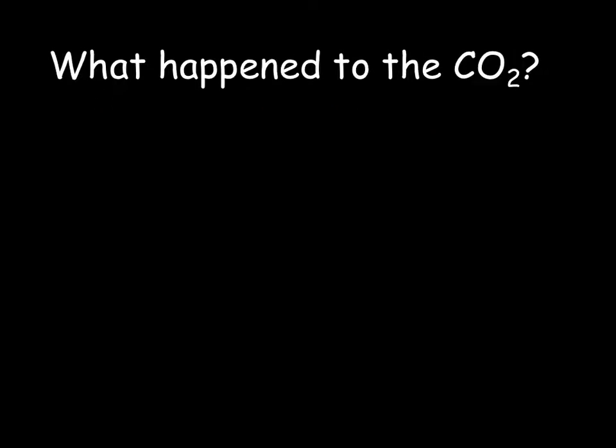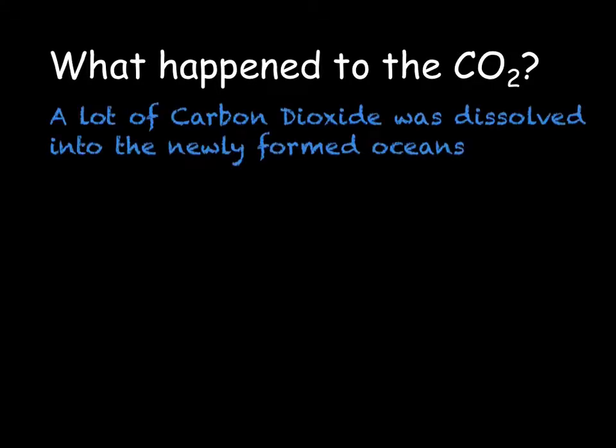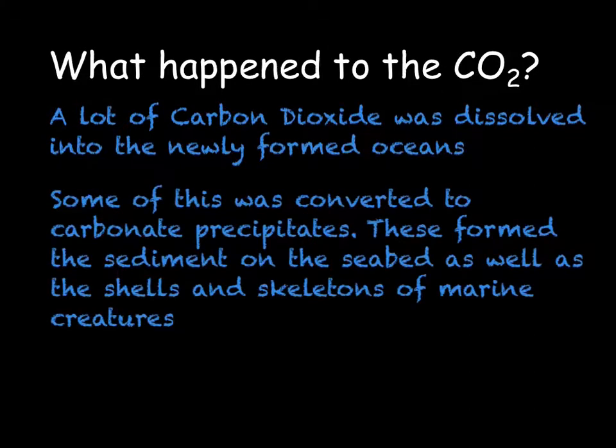Carbon dioxide, or CO2, was another gas that was very common in the Earth's early atmosphere. Today, only about 0.03% of the atmosphere is made up of carbon dioxide. So what exactly happened to it? Well, a lot of carbon dioxide was removed from the atmosphere as it dissolved into the oceans. The dissolved carbon dioxide went through a series of reactions to form carbonate precipitates that then formed sediments on the seabed. Some marine animals were then able to use these carbonates to form their shells and skeletons.